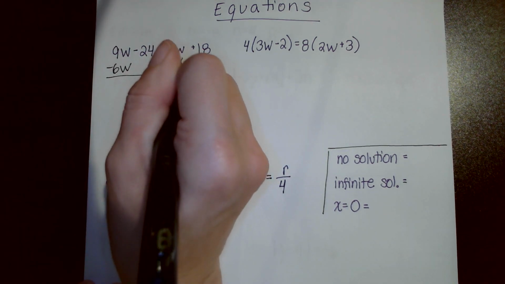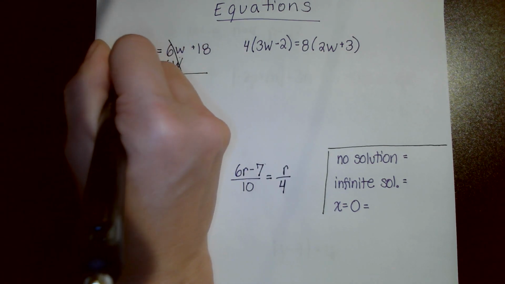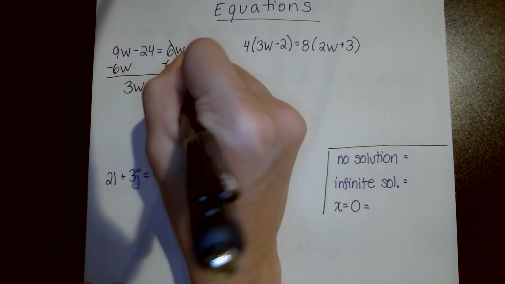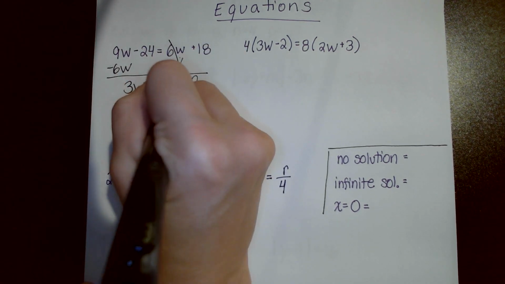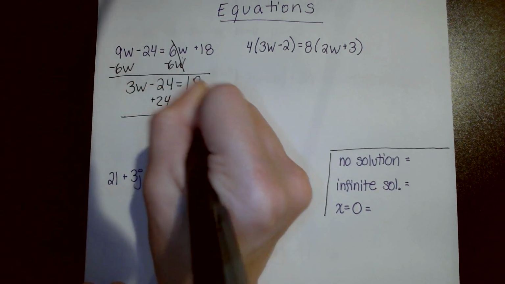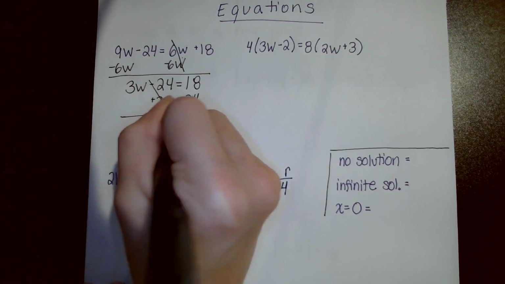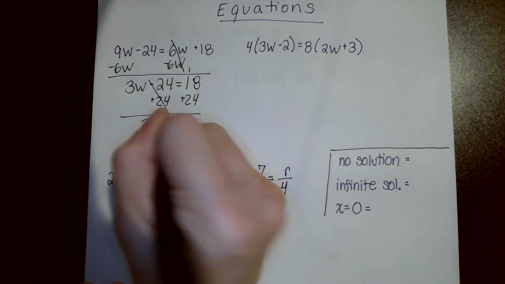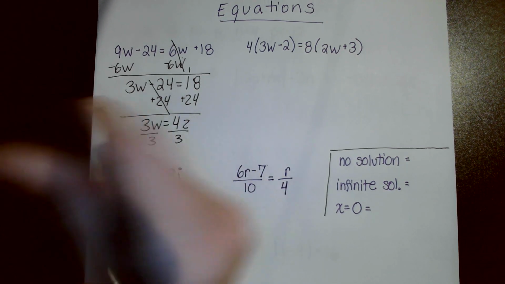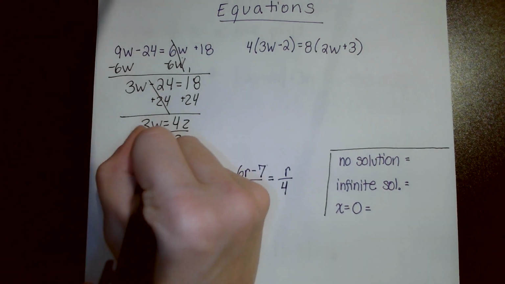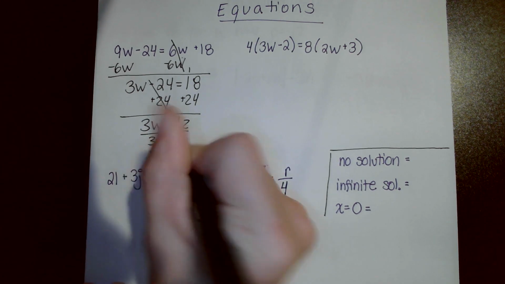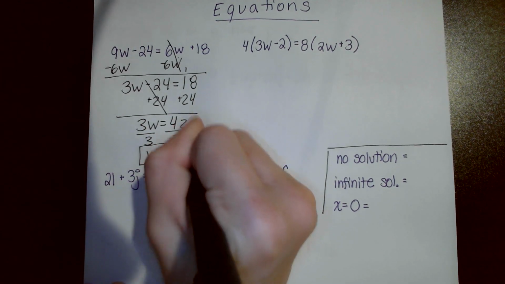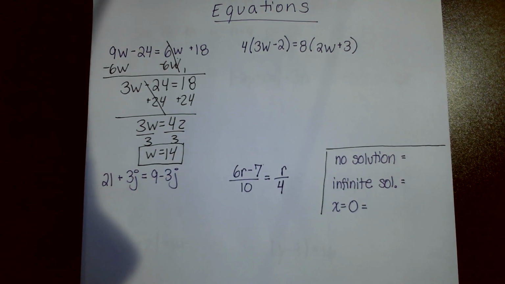So I've just opted to move my variable first. So 9w minus 6w is 3w minus 24 equals 18. Add 24 to both sides. 3w equals 42. Divide by 3. And we get w equals 14. Good. Okay. So w is 14.